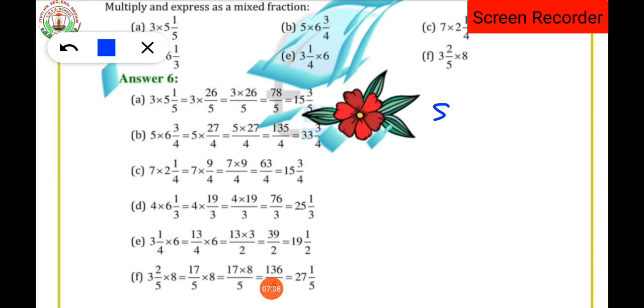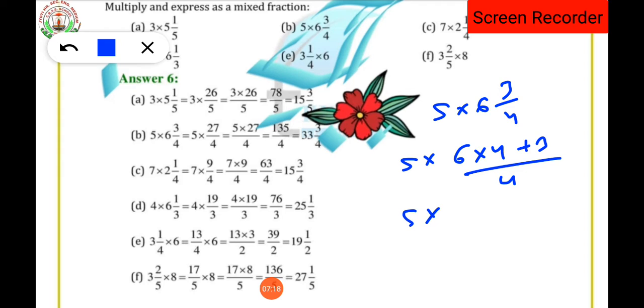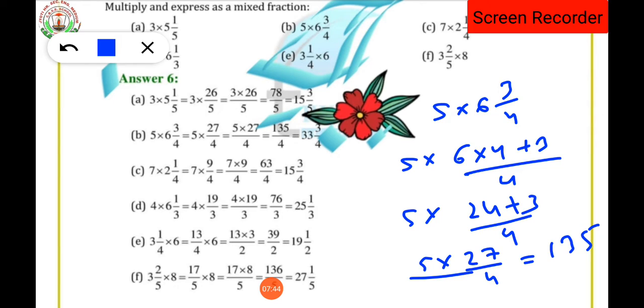Clear? In the same way for the B part we are having the solution, that is 5 into 6 3 by 4. So 5 into 6 into 4 plus 3 upon 4. Okay, so 6 fours will become how much? 24. 24 plus 3 will become how much? 27. So 24 plus 3 upon 4. So 5 into 27 upon 4. Now again the numerator and denominator won't get cancelled. So this 5 will be multiplied with 27. We will get the required answer as 135 upon 4.